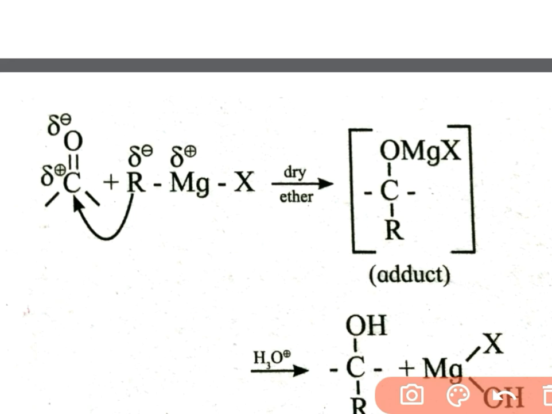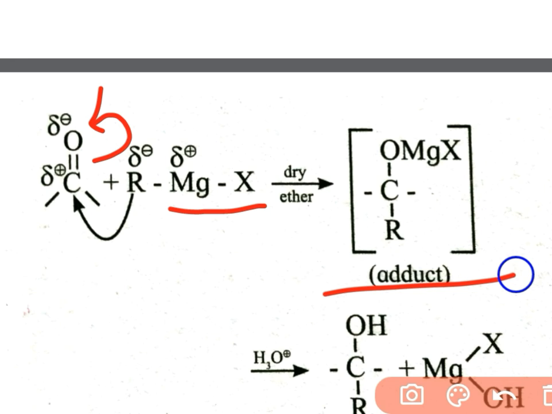See here, the arrow indicates this negatively charged R attacks the positively charged carbon center, and because of this the double bond between carbon and oxygen shifts towards oxygen and oxygen becomes negatively charged. Okay, so because oxygen becomes negatively charged, the remaining part, that is the MgX positively charged species, gets attached to oxygen and forms this type of adduct. Okay, next hydrolysis takes place.